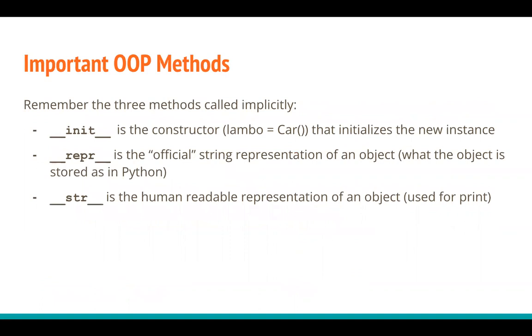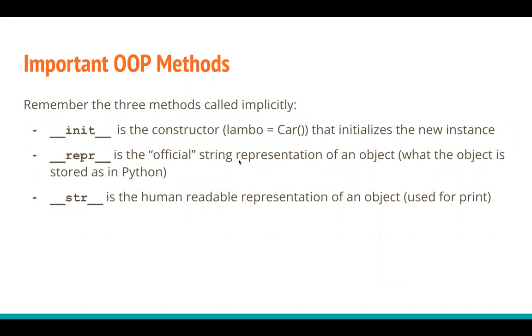Here are some important OOP methods to remember. These three methods are called implicitly, which means that we won't necessarily call them by calling init or repr or str, but when we're creating a car class, we will just be using the constructor implicitly. So init is the constructor that initializes a new instance of an object.